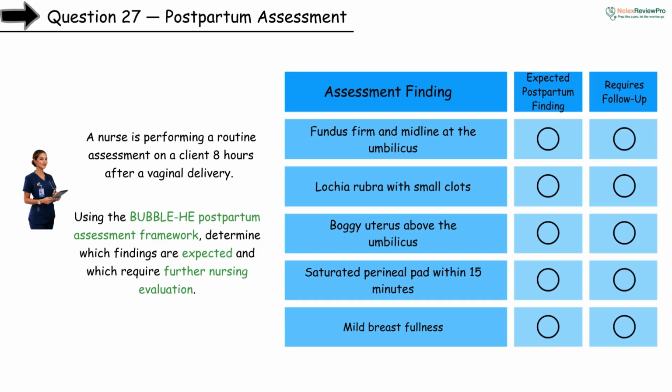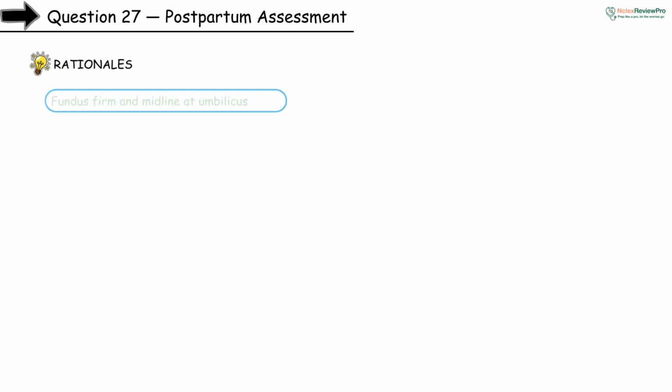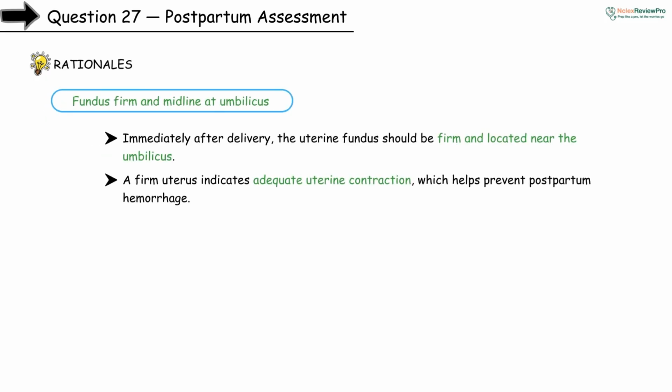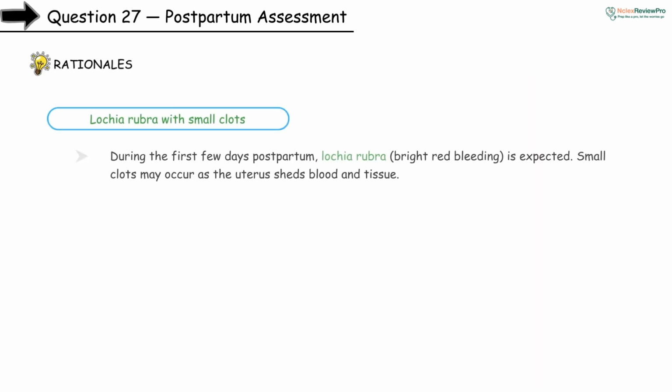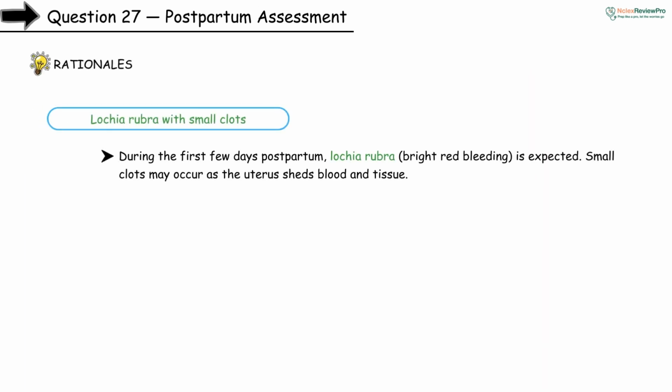Fundus firm and midline at the umbilicus. This is expected. After delivery, the uterus should be firm and located at or near the umbilicus. A firm uterus means good uterine tone and a lower risk of hemorrhage. Lochia rubra with small clots. Also expected. In the first few days postpartum, bright red bleeding is normal. Small clots can occur as the uterus sheds blood and tissue.